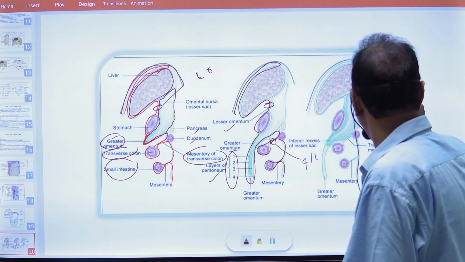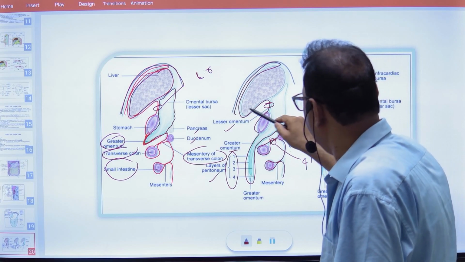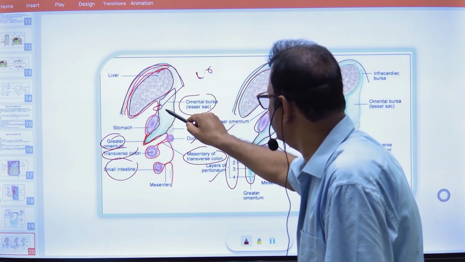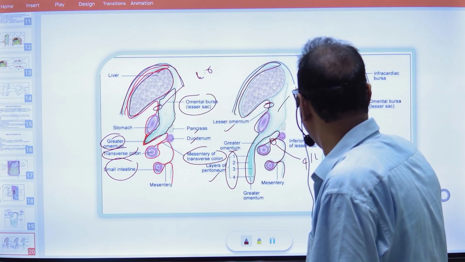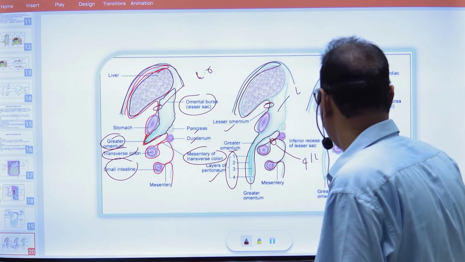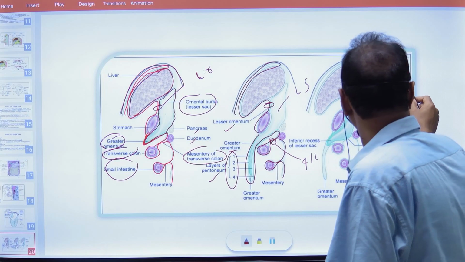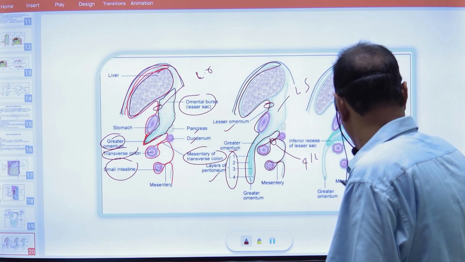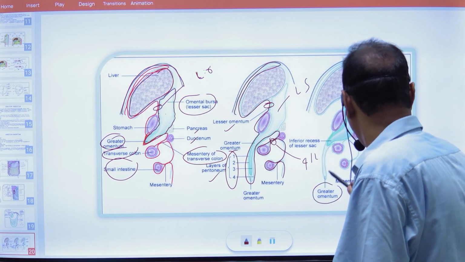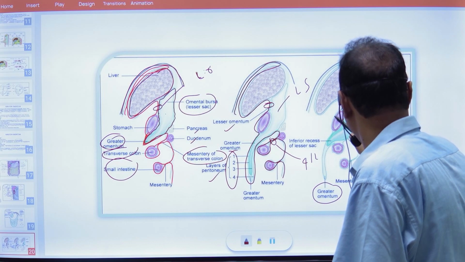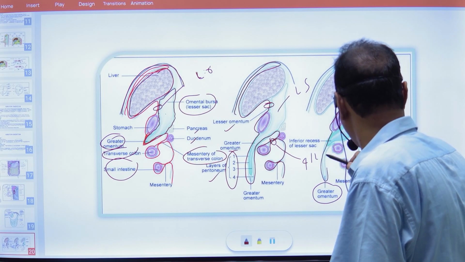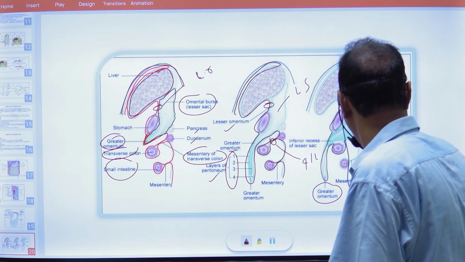This one is known as the lesser omental. This is the lesser sac. We have the lesser sac, and here we have the greater omentum. That is the greater sac. This is the greater omentum over here. Again, from the stomach it will go like this, coming to the transverse colon.